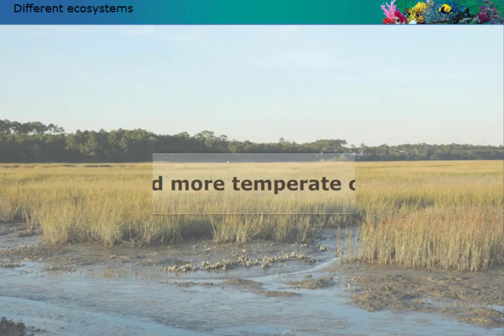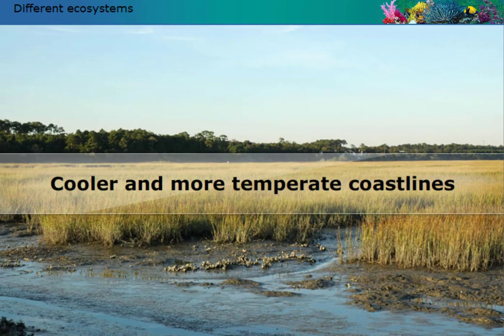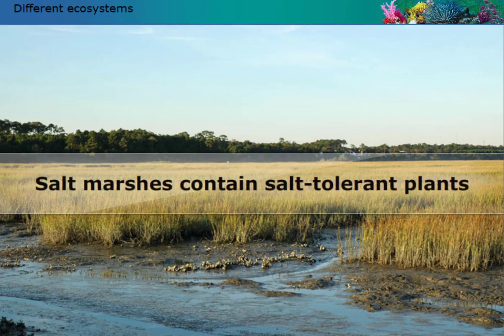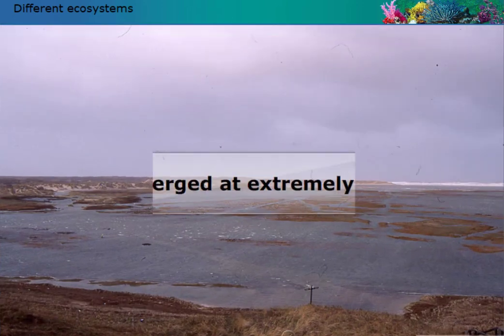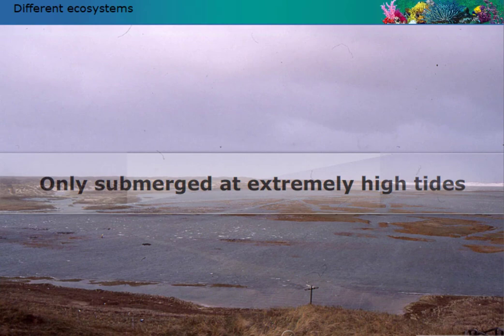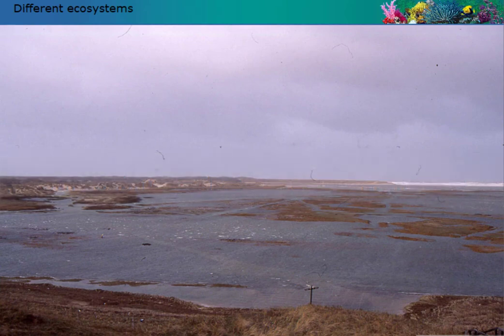While mangroves occur in warm tropical water, salt marshes like cooler and more temperate coastlines. Salt marshes contain salt-tolerant plants, such as herbs, grasses or low shrubs. They are only submerged by seawater at extremely high tides. Salt marshes often occur together with tidal flats.